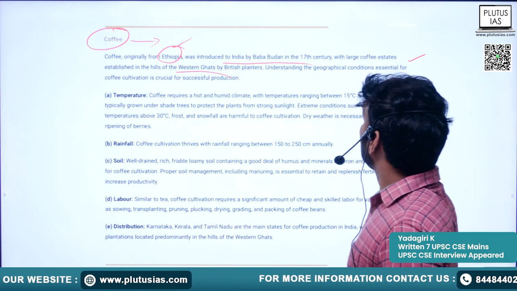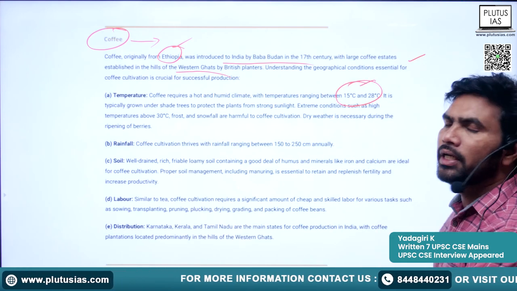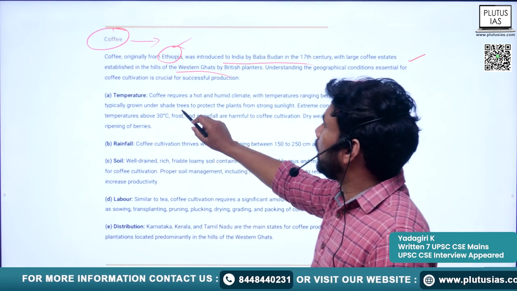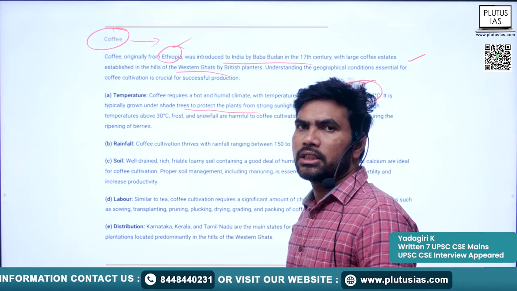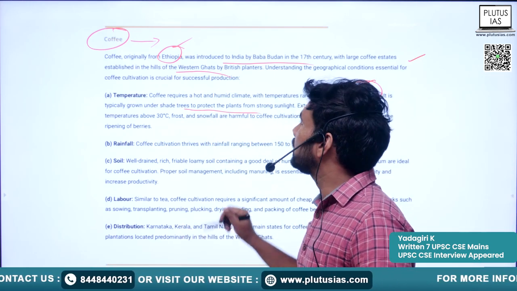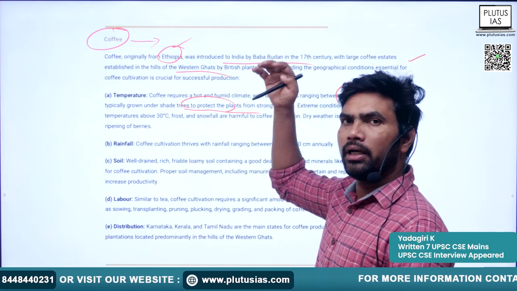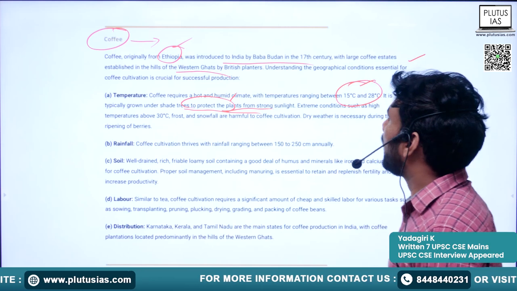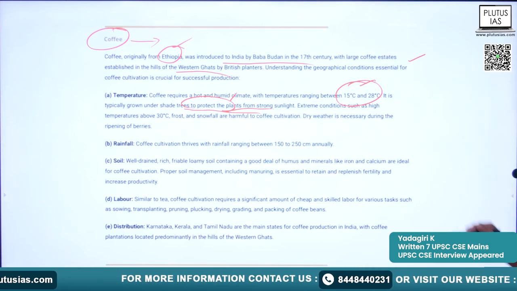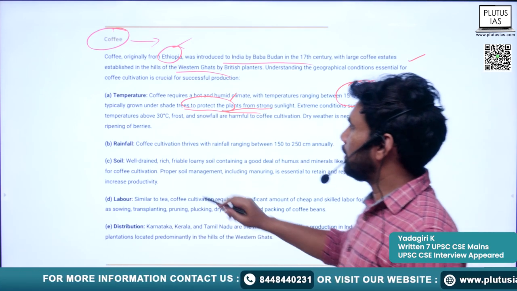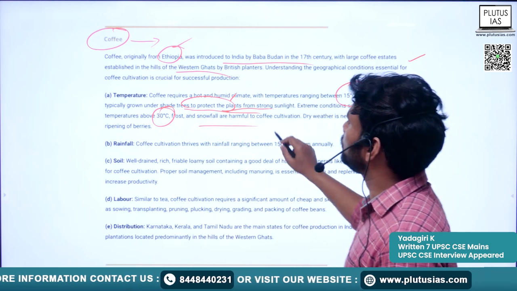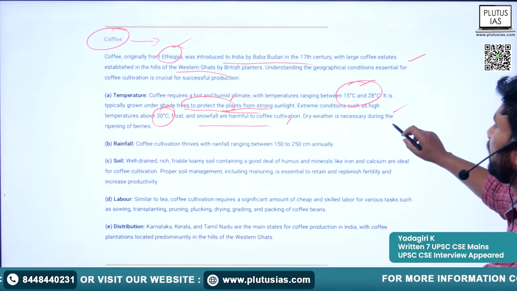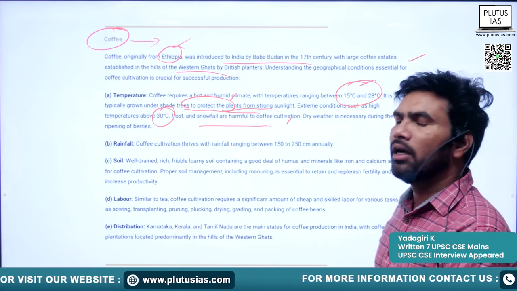Right. Temperature: the ideal temperature is 15 degrees centigrade to 28 degrees centigrade. It is typically grown under the shade of trees, just like the tea plantations. So the shade of big trees is very much essential, right? These shades protect the plants from strong sunlight. Extreme conditions such as temperatures above 30 degrees centigrade, frost and snowfall are harmful to coffee cultivation. Dry weather is necessary during the ripening of berries.